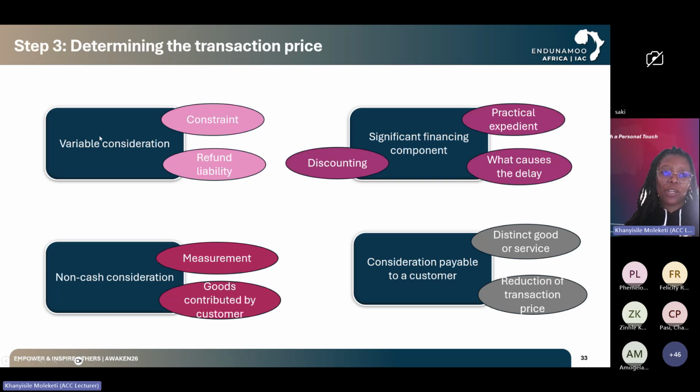Things that could cause variability, for example, there could be discounts, right? So I'm going to give a settlement discount if you pay within 30 days. So I'll give you a 2% discount if you pay within 30 days. Or there could be a bulk discount. If you buy more than 20 of a specific good, I'm going to give you a 5% discount. There could be a refund liability. So I'm going to say, I'm selling this to you today, but if within 30 days this thing does not meet your expectations, doesn't live up to your satisfaction, you can bring it back and I'll give you a refund, right? So that will affect how much I can recognize as revenue.